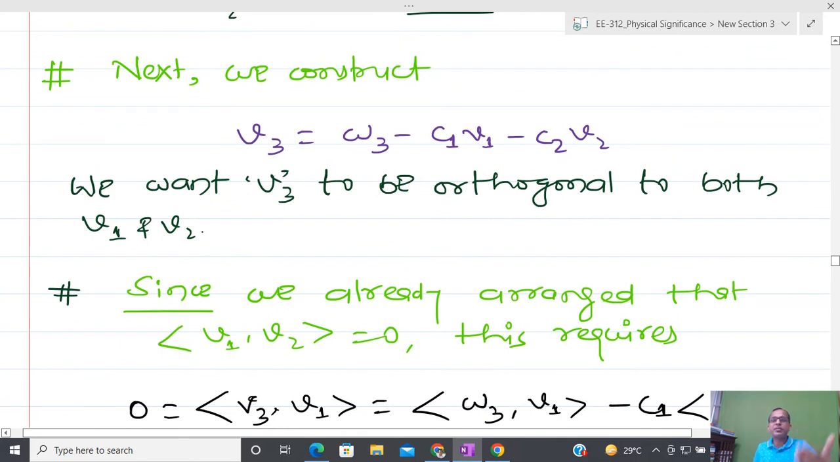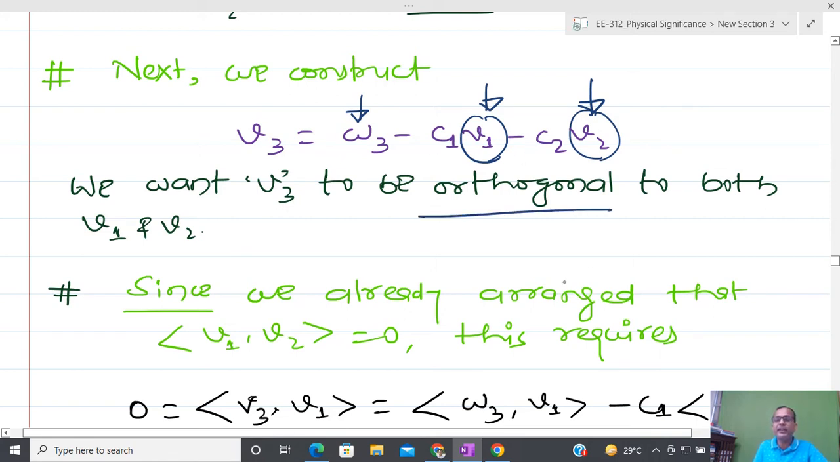Now suppose I have to construct the third basis vector. Okay, so how to construct it? In order to construct the third basis vector, W3 I know, and V1 and V2 I have constructed, so I am going to use that information, and now I am going to introduce two scalars C1 and C2, and again the property of orthogonality lets me evaluate those scalars. Because V1 and V2 are constructed, I know that the inner product of V1 and V2 equals 0.